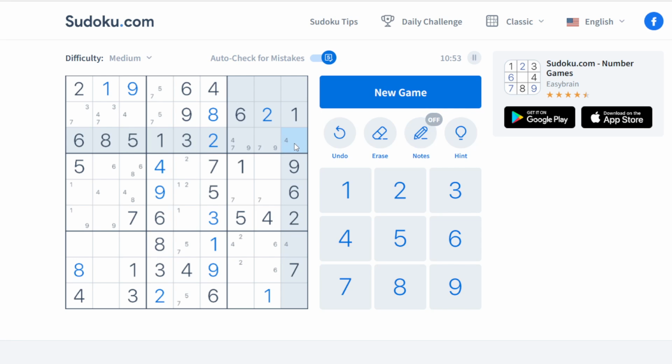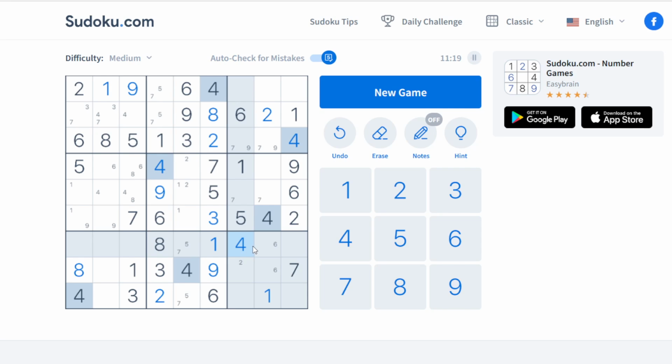Let's just double check that. 1, 2, 3, 4, hypothetically, 5, 6, 7, 8, 9. That's guaranteed to be the 4. And we have a pair here. Let's see if that 4 uncovered anything else. And it looks like it did.